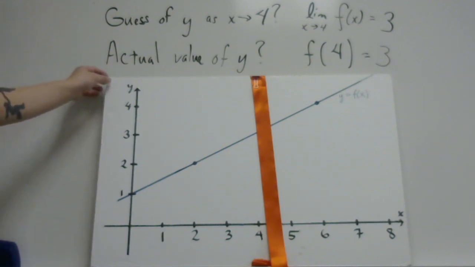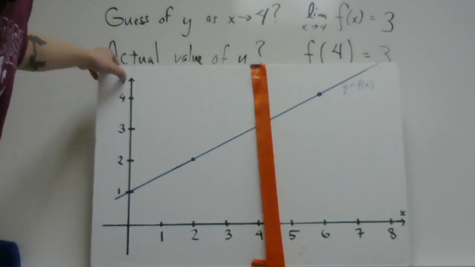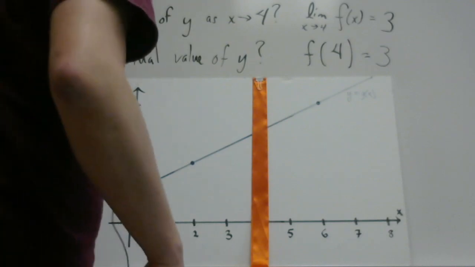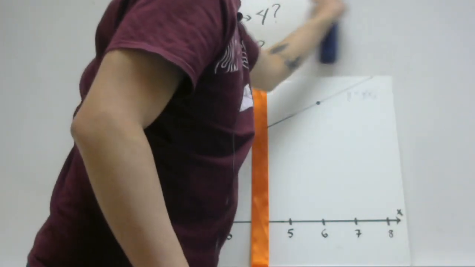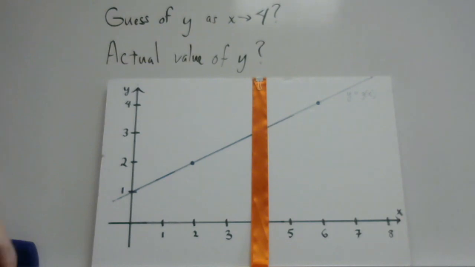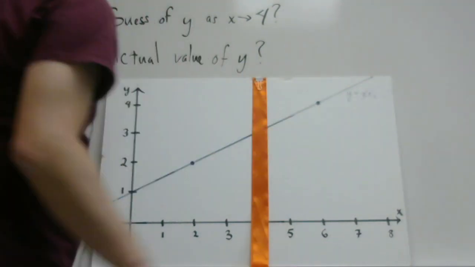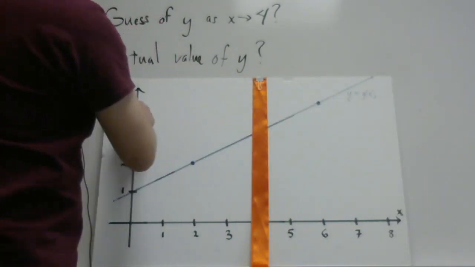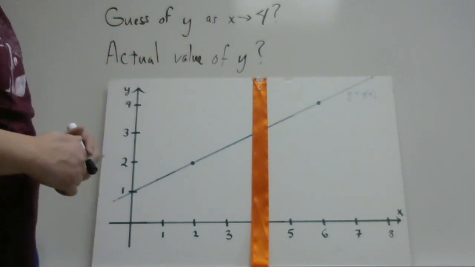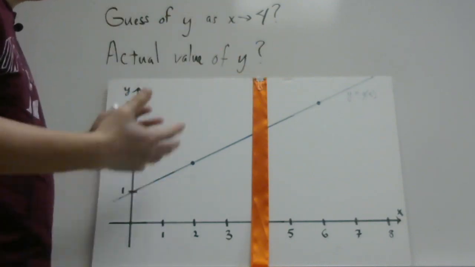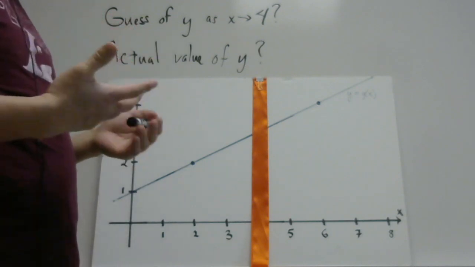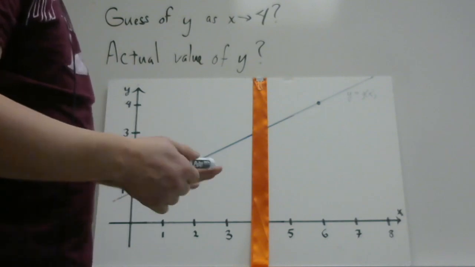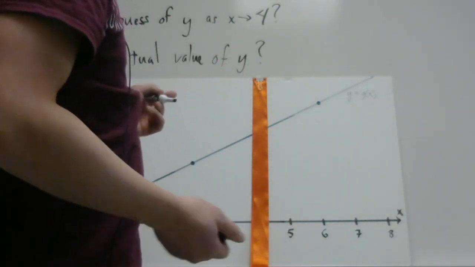Now let's take a look at another function. We have a function here that's now called g of x. Goes to this point 2, 2, goes to this point 6, 4. So what would be the guess of the y value as x gets closer and closer to 4? Or rather, as x gets closer and closer to 4, in fact, when x is equal to 4, what would be our guess based on the best available data we have? So without looking under this ribbon, we would guess that y would still be 3.